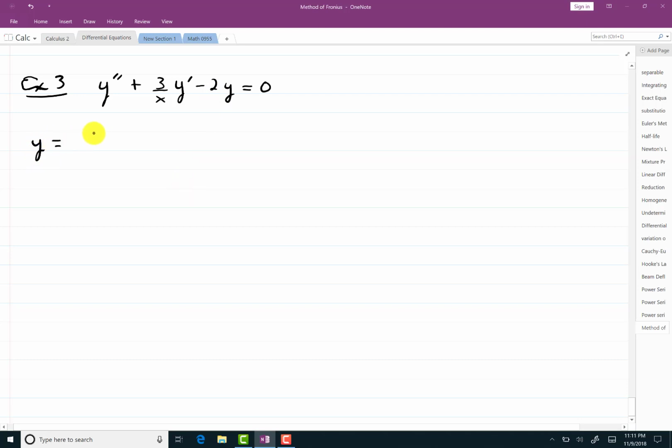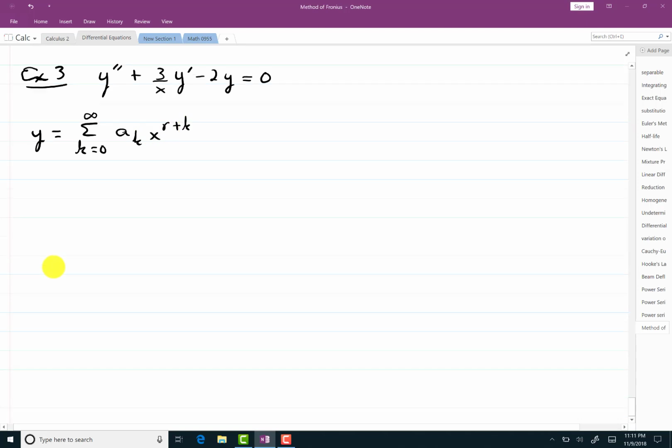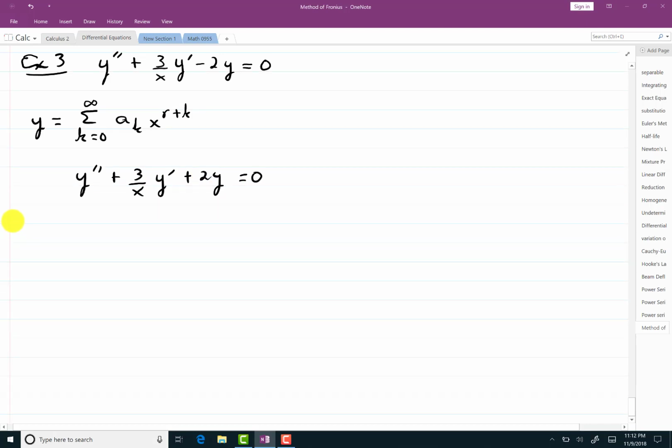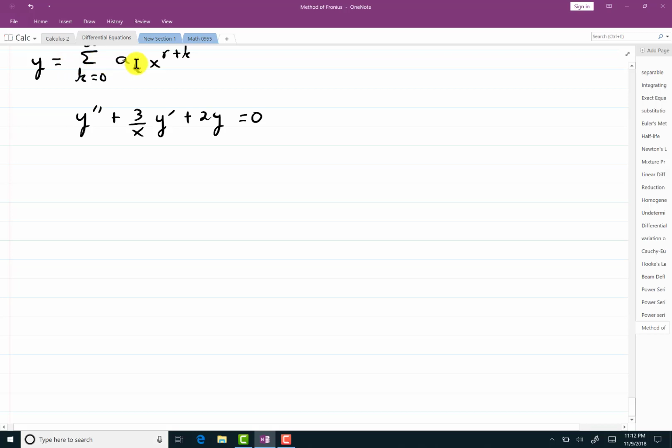So as usual, set y equal to the sum k equals 0 to infinity, a sub k, x to the r plus k, and go ahead and throw it into the differential equation. So when we have y double prime plus 3 over x y prime plus 2y equals 0, let's throw in our Frobenius series. Not exactly a power series, but a Frobenius series.